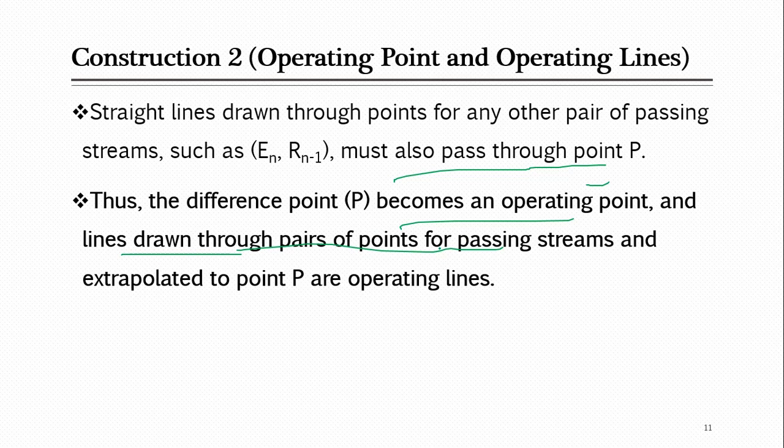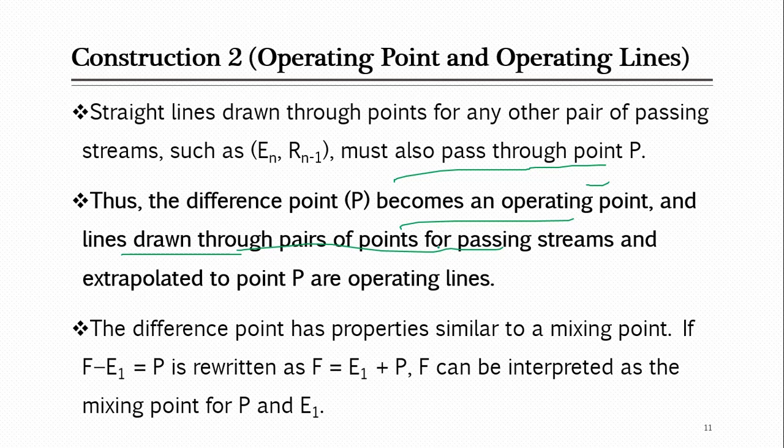One is rich in carrier and the other is rich in solvent. The difference point has properties similar to the mixing point. I already explained in the last slide that you can write it similarly to the mixing point. So F minus E1 is equal to P, and that can be written as F is equal to E1 plus P. So this F is now somewhere in between E1 and P, as you remember that M was equal to F plus S, and M was located in between F and S.